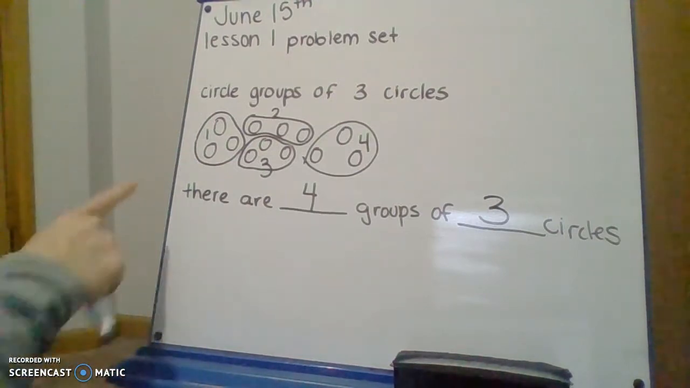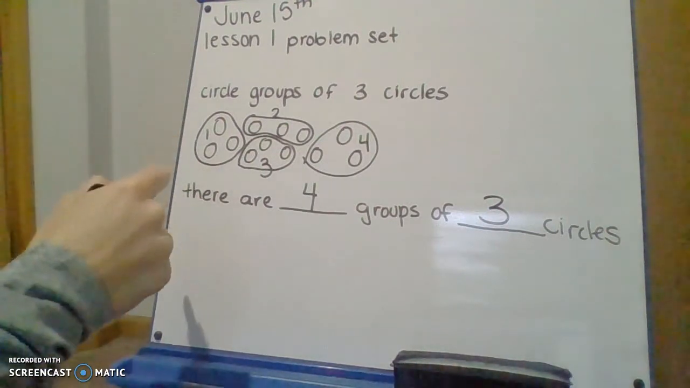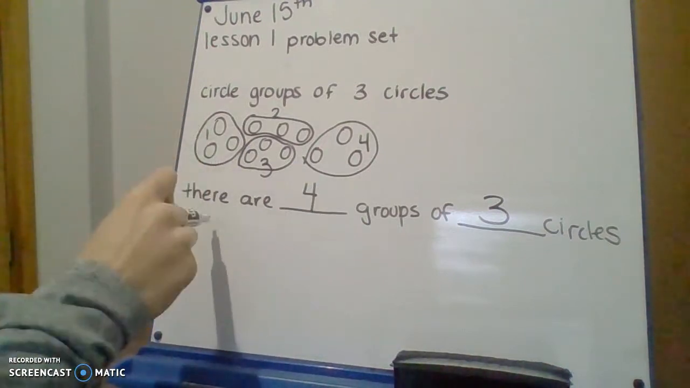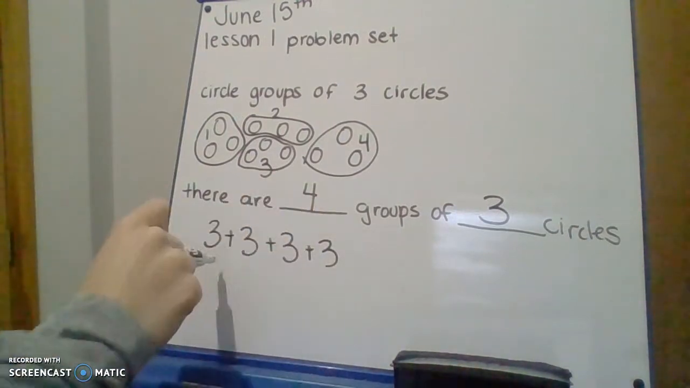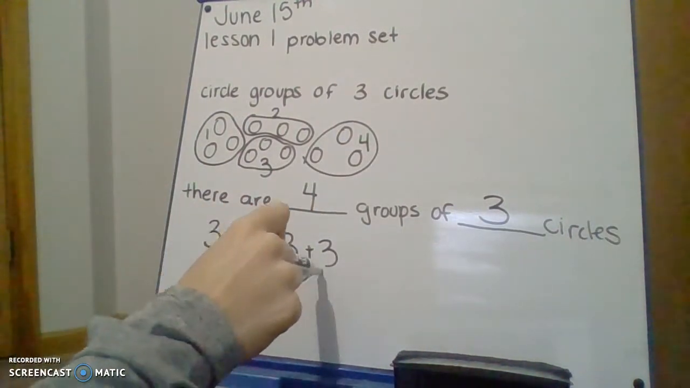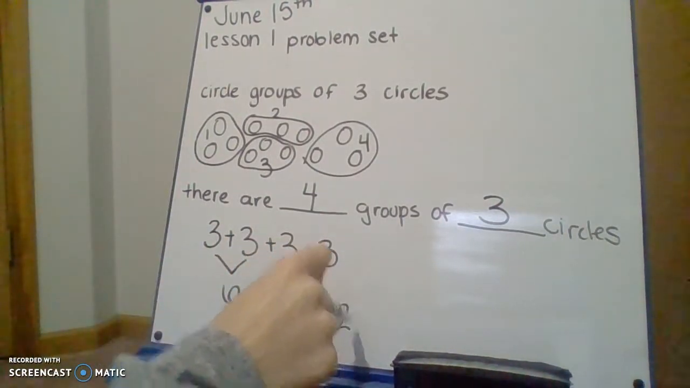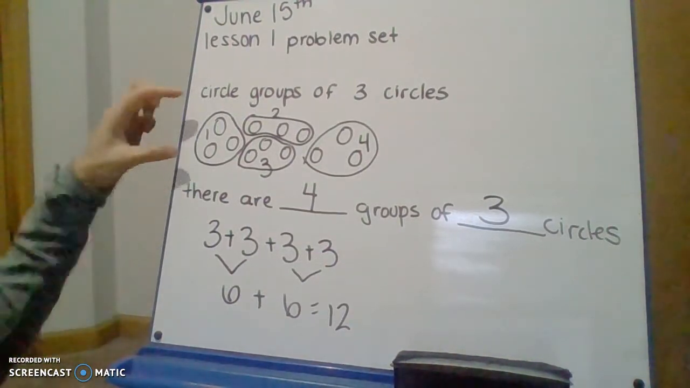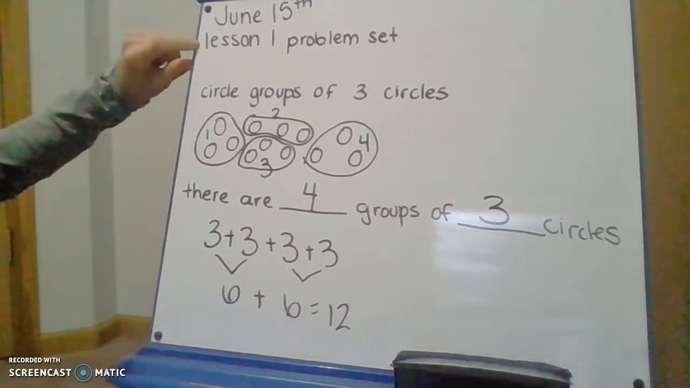So total, just for fun, let's count. Or you could make a repeated addition sentence, which we'll be doing tomorrow. So you could count all your circles, or you could do 3 plus 3 plus 3 plus 3. 3 plus 3 is 6. 3 plus 3 is 6. 6 plus 6 is 12. So total you have 12 circles, but there are 4 groups, which you circled, of 3. So that'll be for Monday, June 15th, lesson 1, problem set on the top right-hand corner.